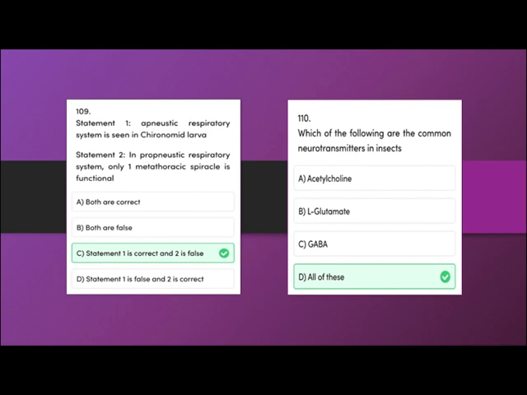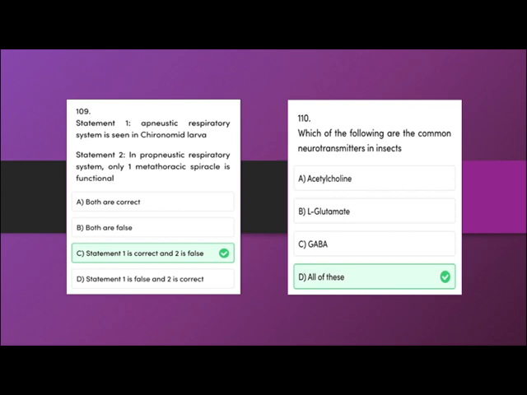Now come to the 109th question. Statement type. Statement 1: Apneustic respiratory system is seen in chironomid larva. Statement 2: In propneustic respiratory system, only one metathoracic spiracle is functional. The answer is statement 1 is correct, but statement 2 is false.